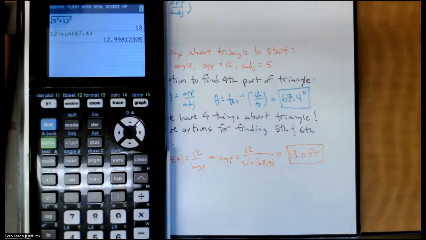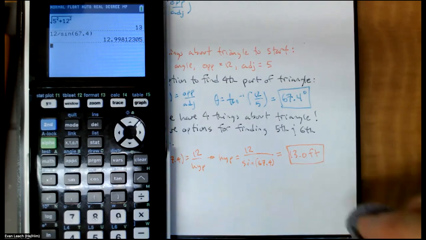Why did this not come out exactly to 13? What happened? Is the calculator wrong? Am I incorrect in saying that we could use sine to solve this problem? What's the problem here? Yeah, it's because the angle was rounded to the nearest tenth. I didn't use all of the 67 point whatever. I stopped at 67.4. The angle has been rounded off.